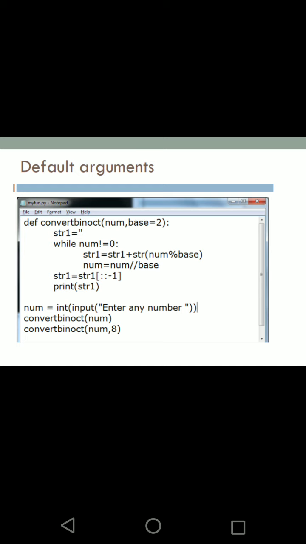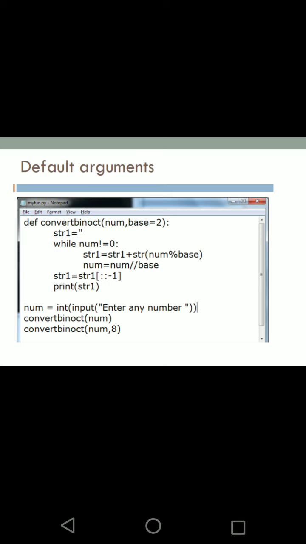Now in this case, consider that it has two parameters again, num comma base is equal to 2. Here base is the only one having a default value. So you can see two function calls are given. The user gives a value and that is assigned to number, and convert to bin within brackets num. So that num value will be copied to num and base will be taken as 2, and this program is to convert a decimal number to its corresponding binary or octal. So the first line will convert it to its binary. Why? Because it will be taking the base default value, which is 2.